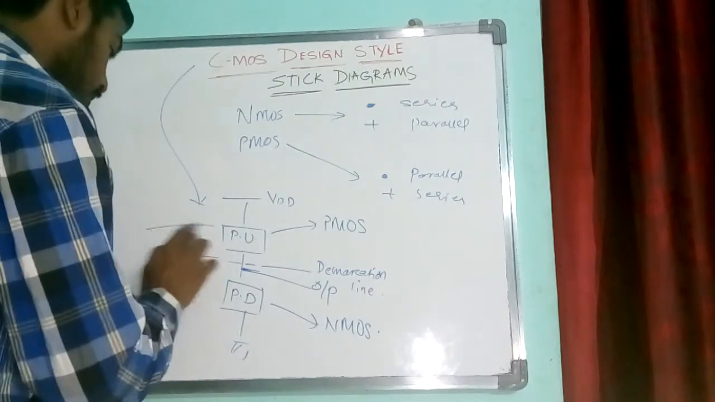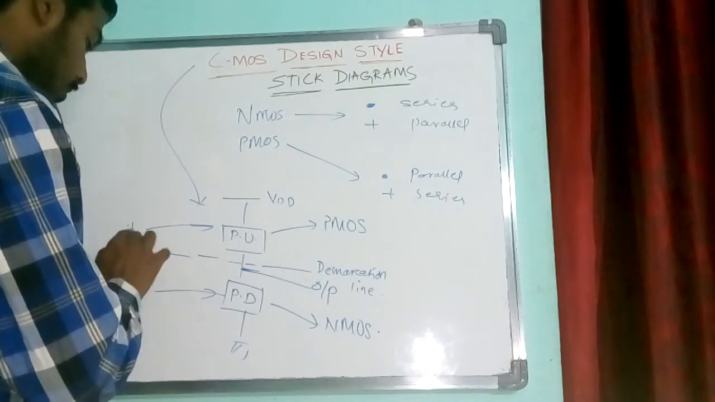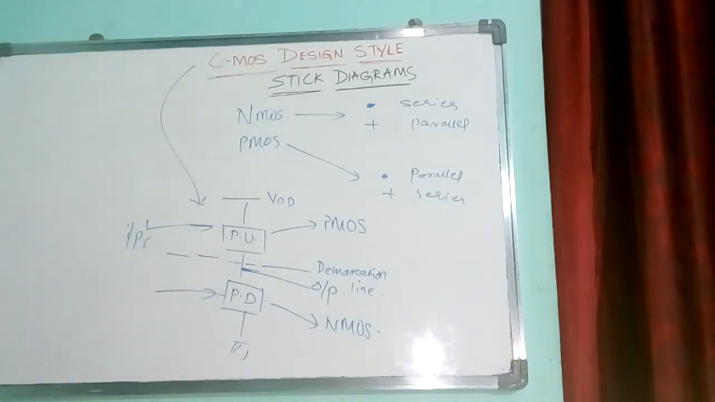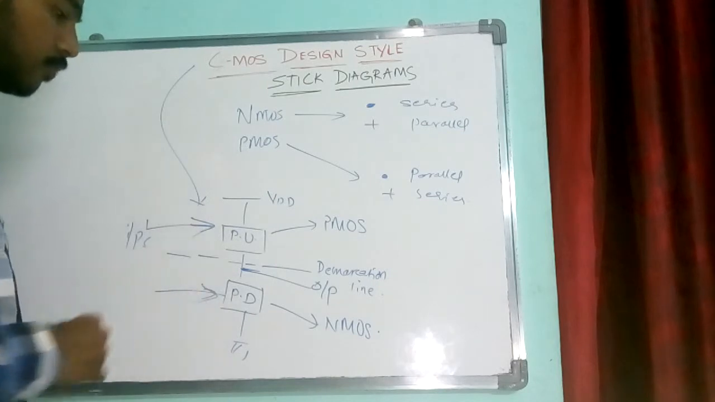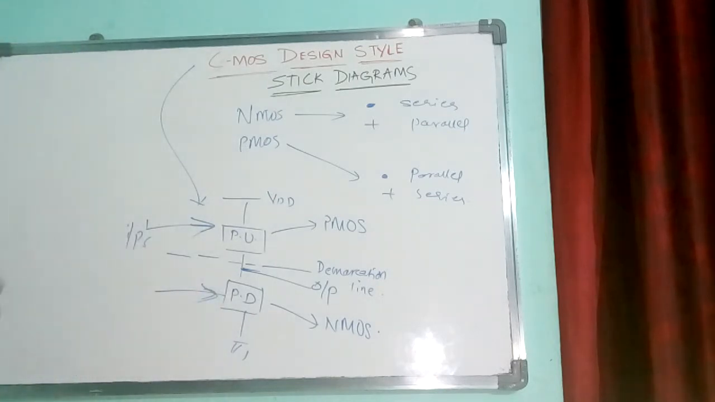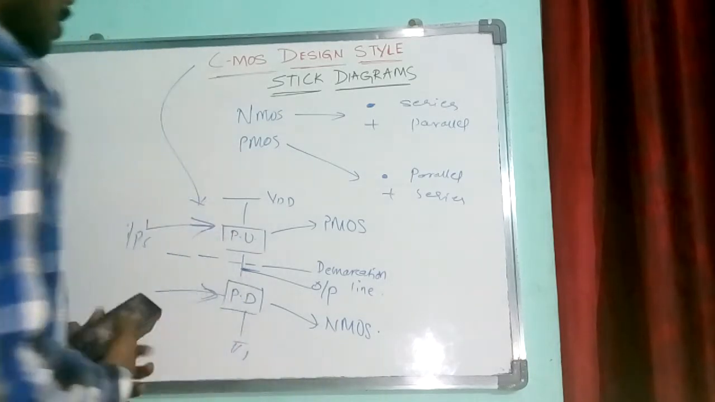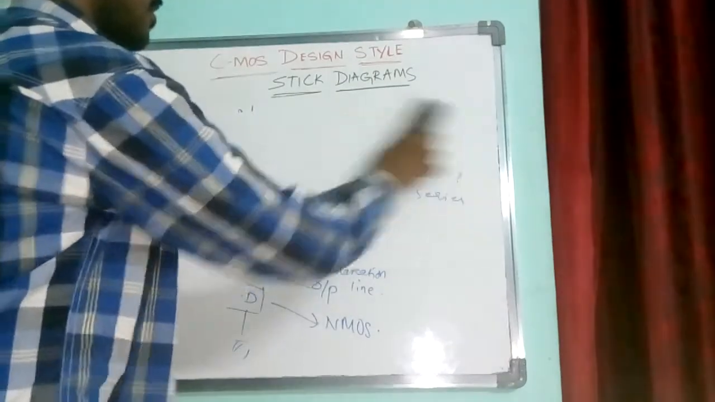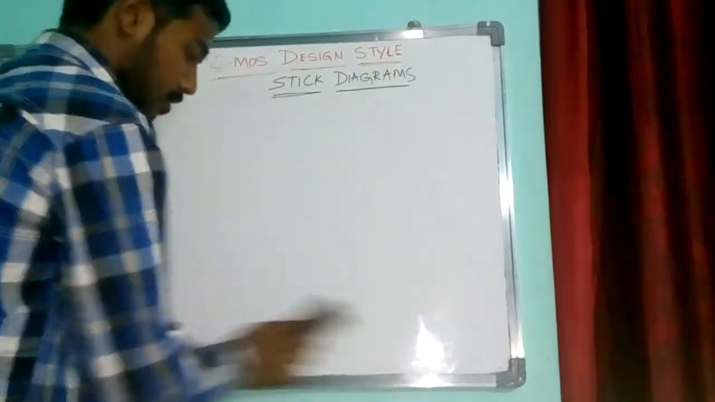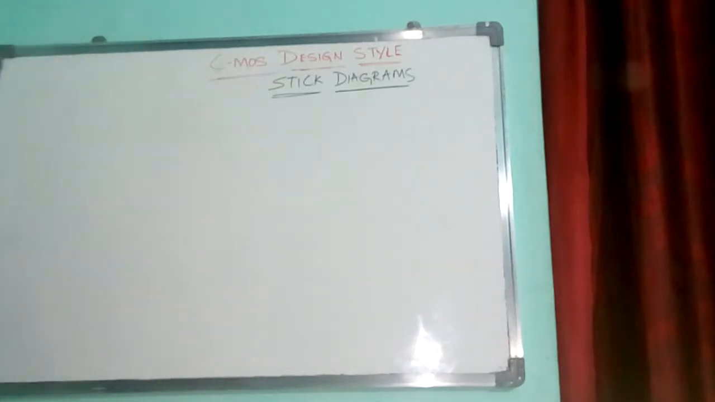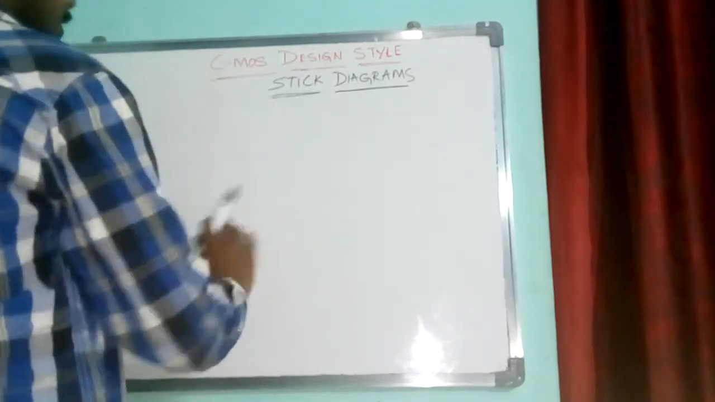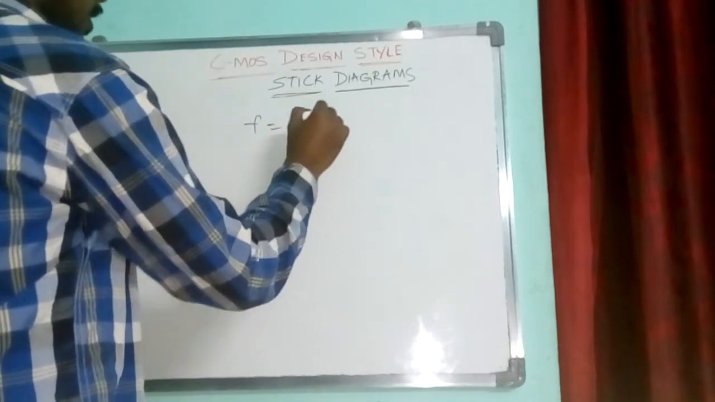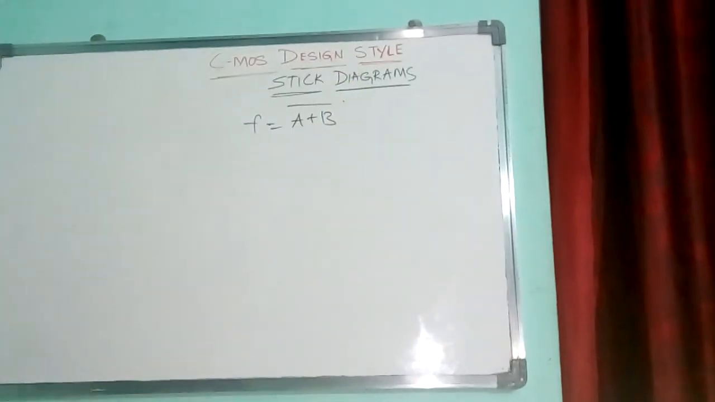This is how generally a CMOS circuit looks. Here we give the inputs. These are the 2 points we need to know before designing the CMOS circuit. Now I'll take the example. Consider first a NOR gate, I'm sorry, not OR. F equal to A plus B whole bar.